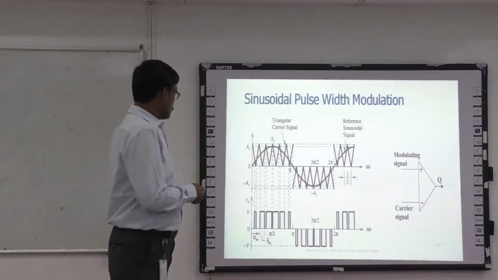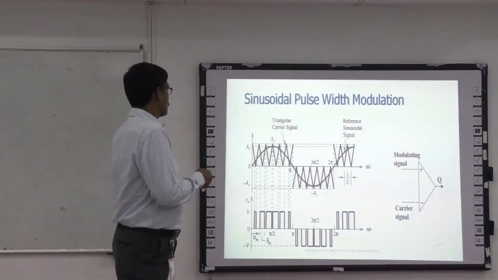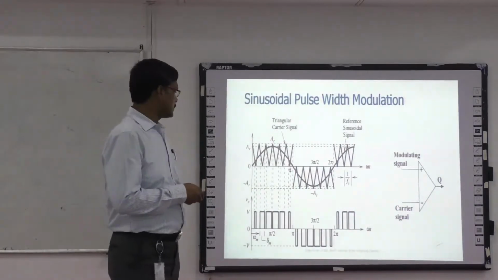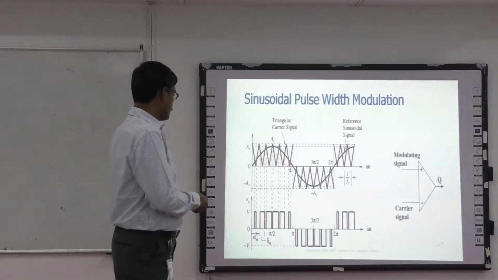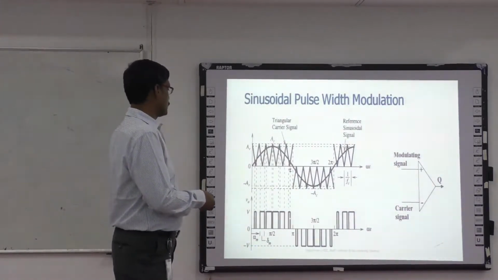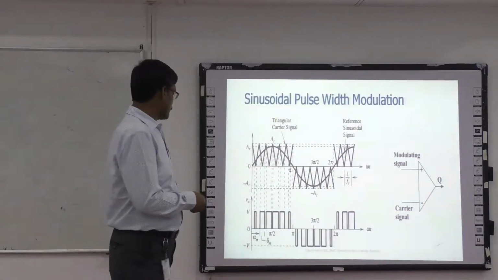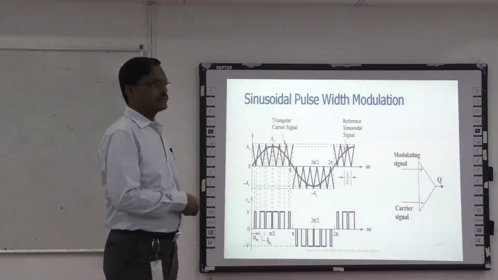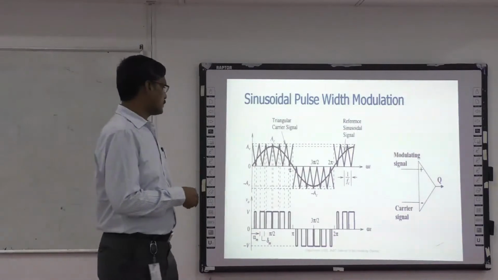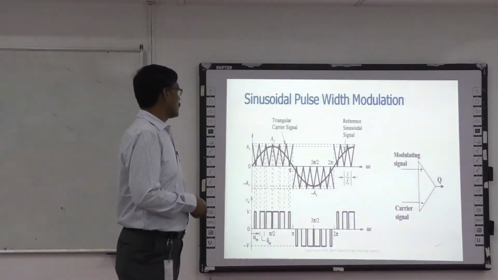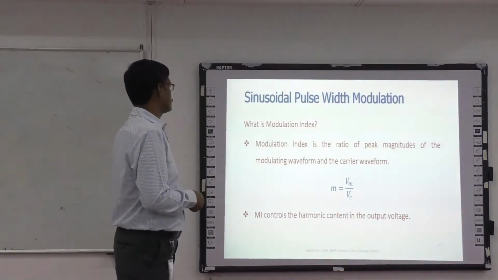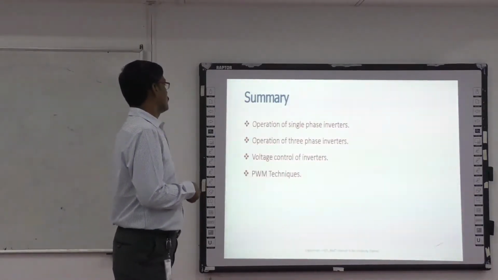Here I am using a triangular waveform as the carrier signal and a sinusoidal waveform as the reference signal. Here the width of each pulse is continuously varying. When you see the pulses, in the middle portion the width of the pulse is higher, whereas in the side bands the width of the pulse is reduced. Because of this, the harmonics in the output voltage are greatly reduced. This is the main advantage of sinusoidal pulse width modulation.